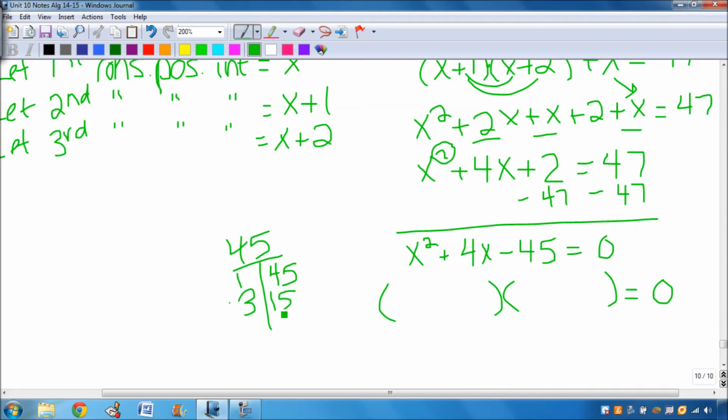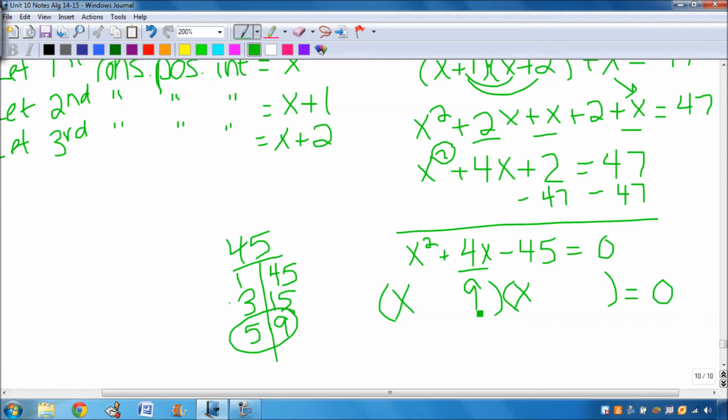45 divided by 3 is 15. 4 doesn't work. 5 works. 5 times 9 is 45. 6 doesn't work, 7 doesn't work, 8 doesn't work, 9 works, but it's in my chart, so I've gotten all the possibilities. So I'm going to use 5 and 9 because I can get a 4 from those numbers because my A value is 1 and it's nice and easy.